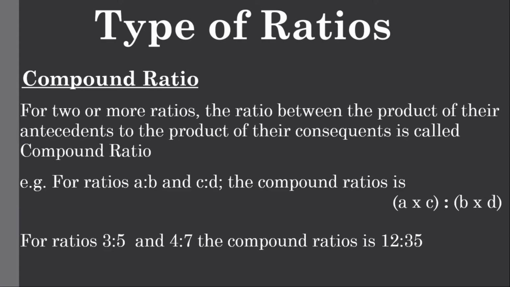So the two ratios are 3 is to 5 and 4 is to 7. Then the compound ratio will be 12 is to 35. That is, 3 and 4 are the antecedents. The product of these 3 and 4 is 12. Whereas 5 and 7 are the consequents. The product of 5 and 7 is 35.